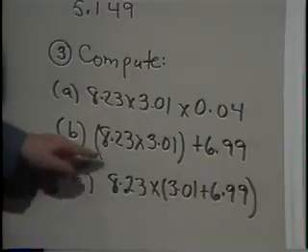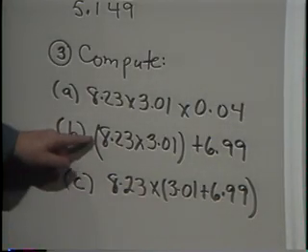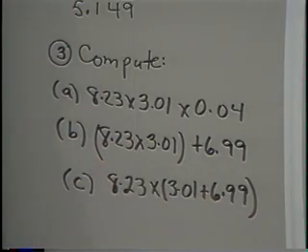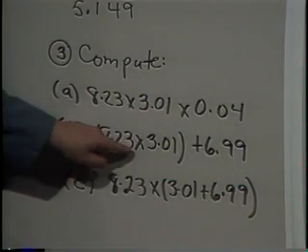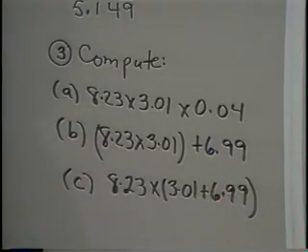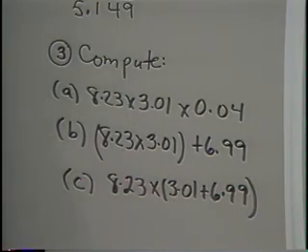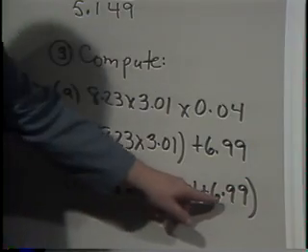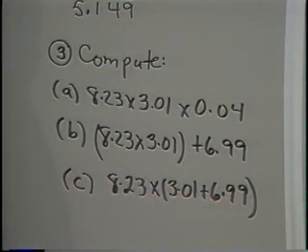And in part C, compare C with B, and you'll notice that it's exactly the same problem as B, except that I've switched the grouping symbols. You see, in B, I first multiply the 8.23 by the 3.01, then I add on the 6.99. In C, I add the 6.99 onto the 3.01, and then multiply that by 8.23. You see here, the 6.99 is actually part of what's multiplying the 8.23.